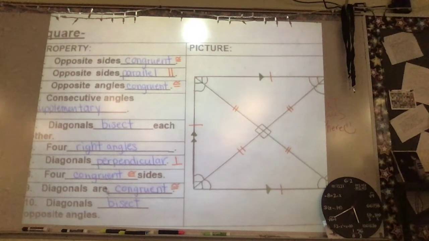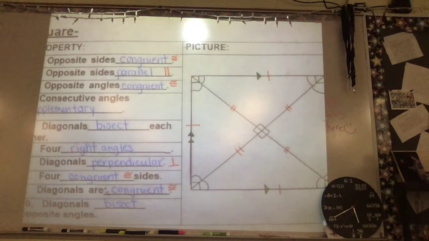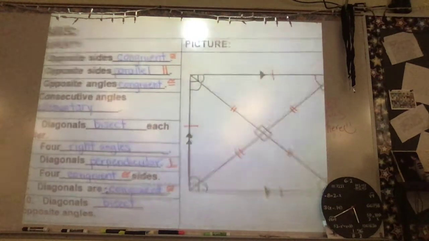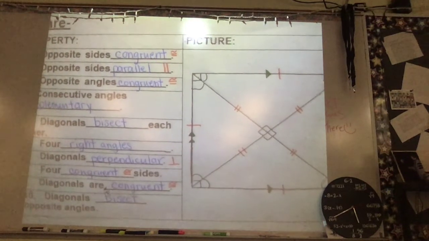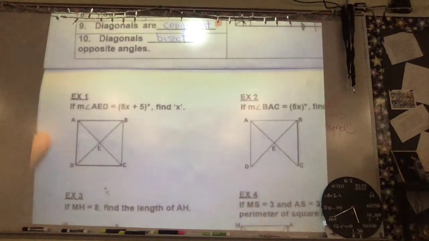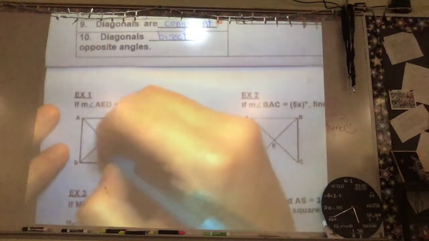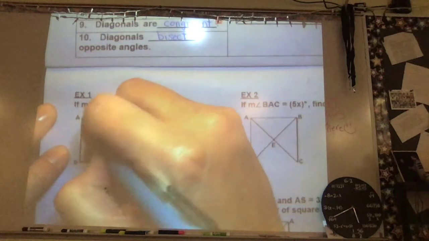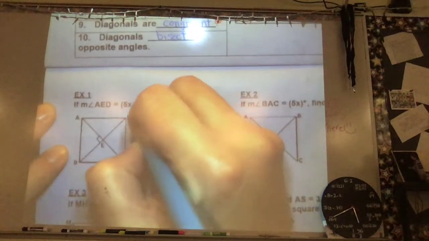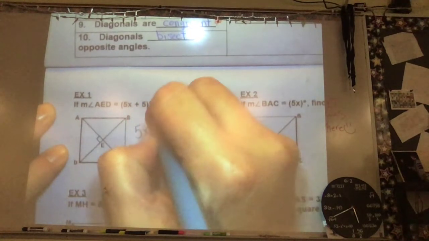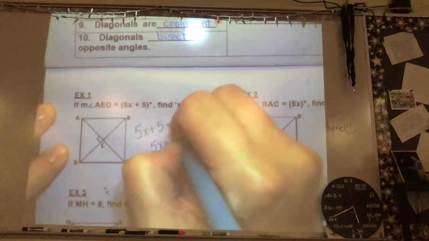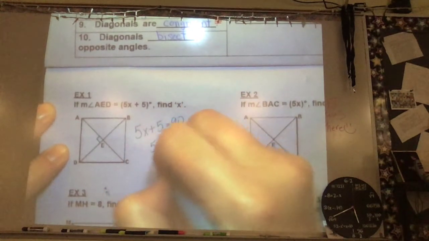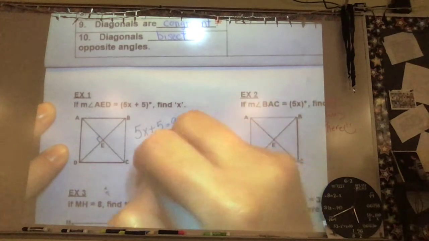Okay, pause it, please. Work these problems while we work them, and then unpause it and see how you did versus your geometry teacher's. Okay, example 1 says that angle AED, which hopefully you know is a right angle, is 5x plus 5, solve for x. So 5x plus 5 equals 90, so 5x equals 85, and x equals 17. All right.